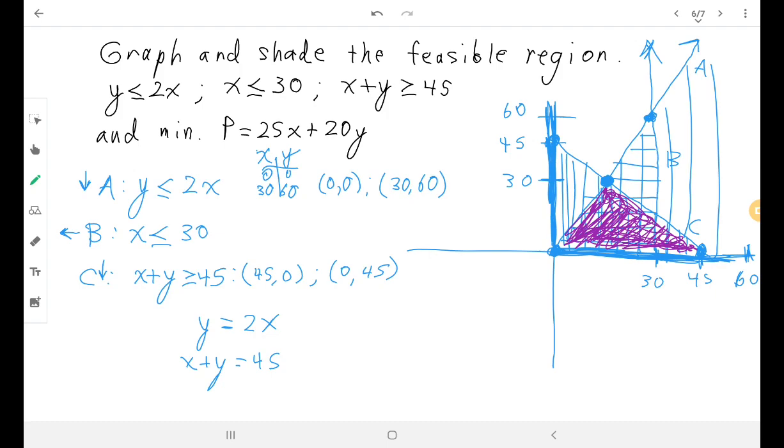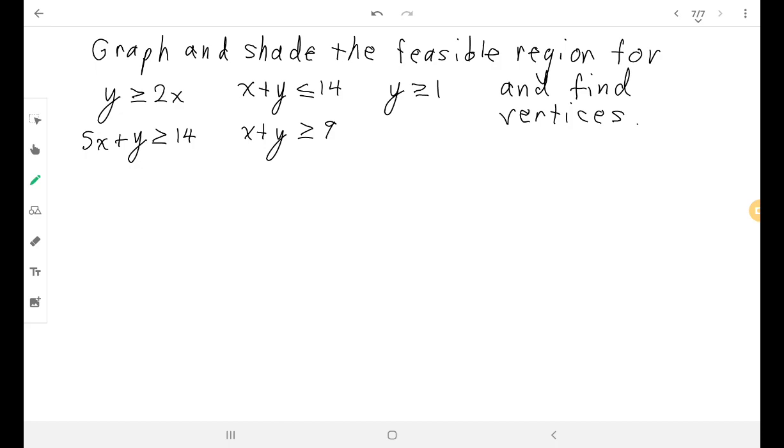And let's go on to our final problem. And here we're given a bunch of constraints, and all we want to do is graph this feasible region, find the shaded area, and find the vertices for it. So the vertices, again, are really important to this because those are the points to test for optimization. Okay? So let's look at all these.